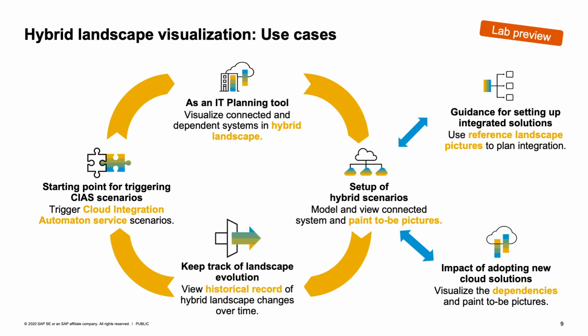So in cloud integration automation service, we already depict visual representation of all components involved. While setting up the integration, user can select systems and tenants and map them to the appropriate components. We are also working on providing reference landscape as a guidance for setting integrated solutions. The other example of the use case is to use these pictures as historical records of your landscape. We would like to learn from you how you are using these features and what can be improved. So do reach out to us to share your feedback.